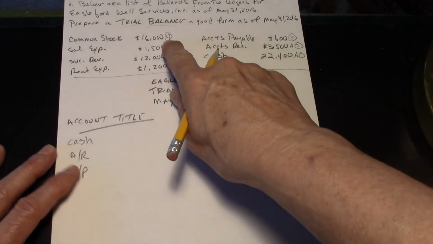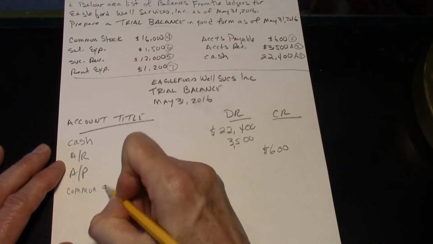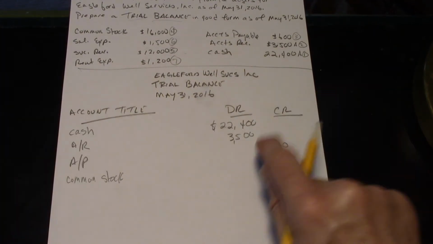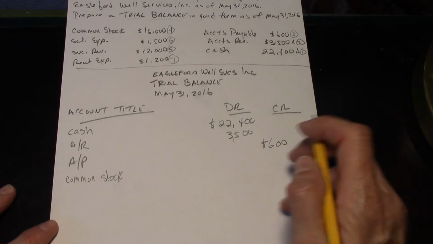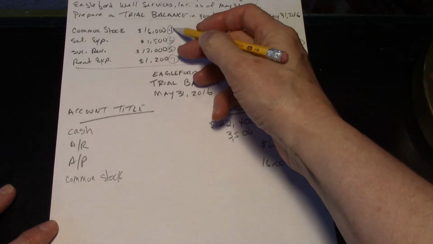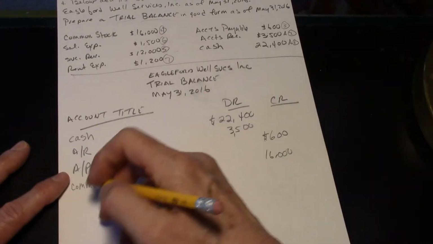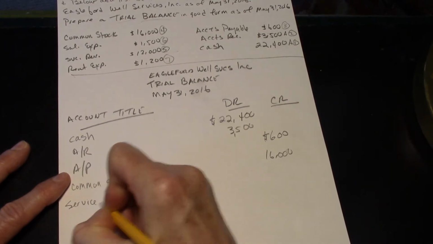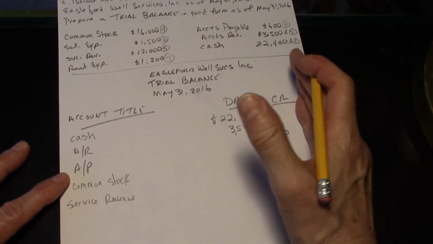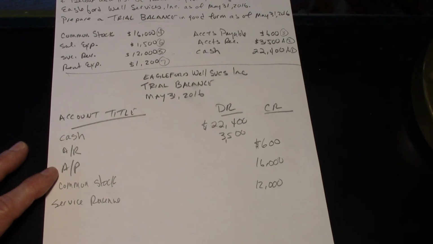So the next thing was common stock. Common stock, which is an equity account, increases with credit, so it needs to be on the credit side. 16,000. Next, number 5 was service revenue. I'm sorry. Yes, that's right. Service revenue. And revenues are always on the right. I just remember that. Revenues on the right.